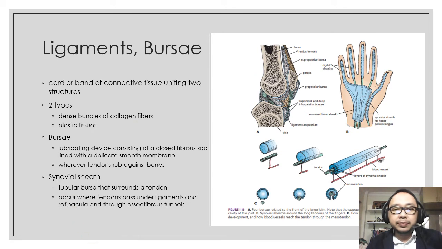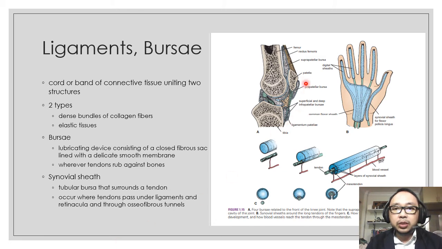A bursa is a lubricating device consists of a closed fibrous sac lined with a delicate smooth membrane. They basically go where tendons rub against bones. It has a protective function. It contains a film of viscous fluids and are found basically where tendons rub against bones, ligaments, or other tendons. An example of this would be your prepatellar bursa.